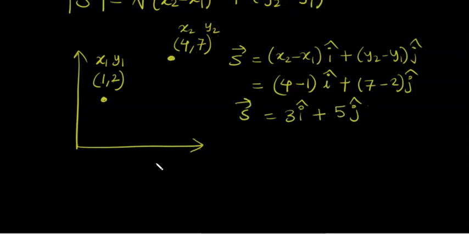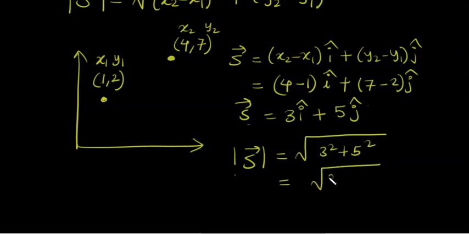Now what if I ask you what is the magnitude of the displacement vector? The magnitude of the displacement vector is simply given by the square root of 3 square plus 5 square. This is the magnitude of this vector, by the way, right? So this is 9 plus 25, and 9 plus 25 is 34. So square root of 34 units is the magnitude of the displacement vector.